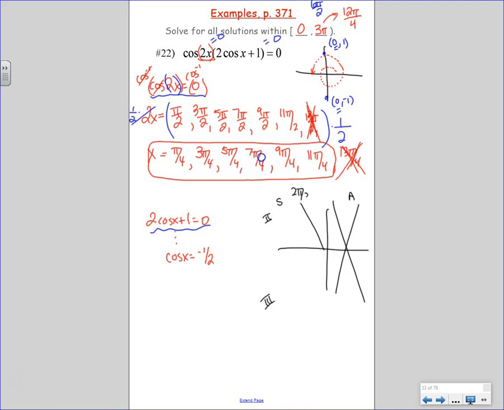2 pi over 3 and then 4 pi over 3. But wait, what's my interval? 0 to 3. So I have 3 calzones. So I hit the 2 pi over 3, that's between 0 and pi. I hit the 4 pi over 3, that's between 0 and 2 pi.